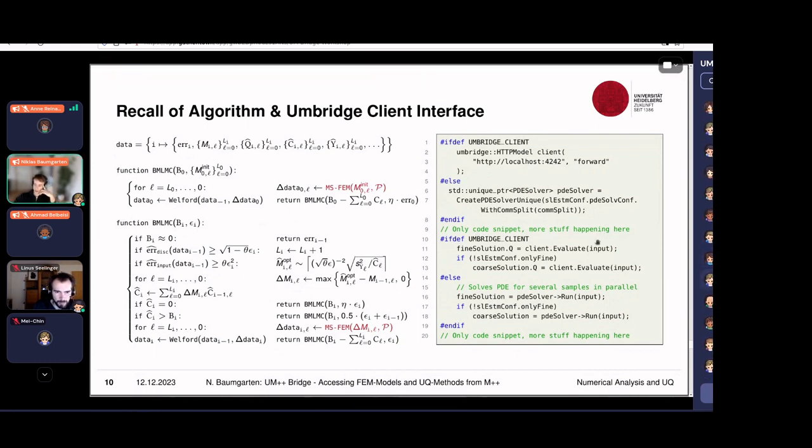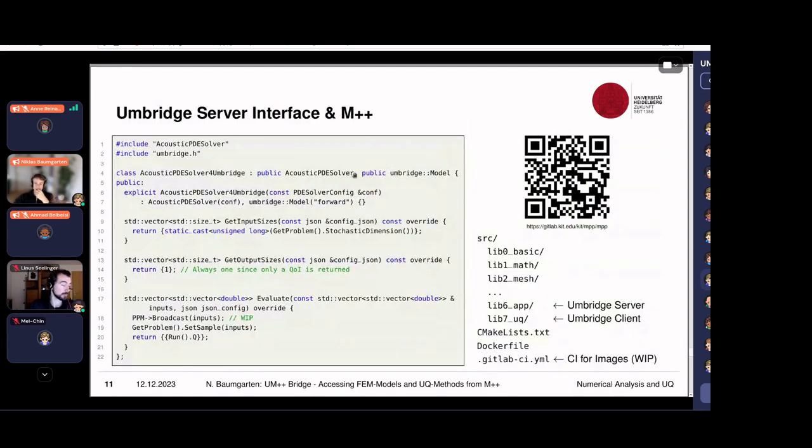And then there's a lot of stuff happening here. Basically, without Umbridge, I'm just calling the PDE solver to run with some input data, which is basically solving the PDE for multiple samples at once. And otherwise, I'm calling the Umbridge client and calling the evaluate function, which you know from yesterday. And I just feed in the input. Okay, so that's the Umbridge client side in the algorithm. And I promised you to also present the other side, which is the Umbridge server side.